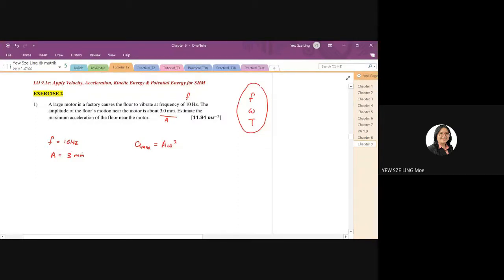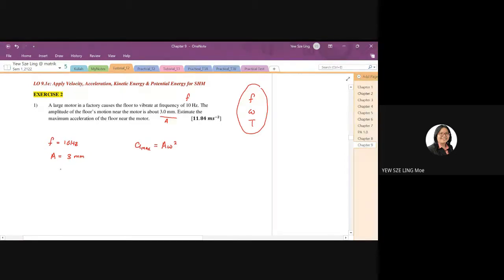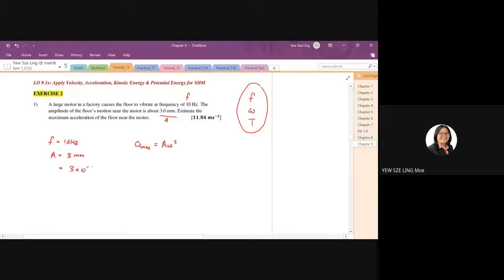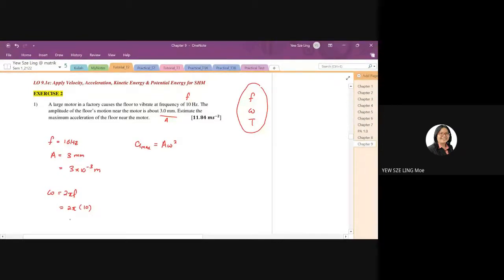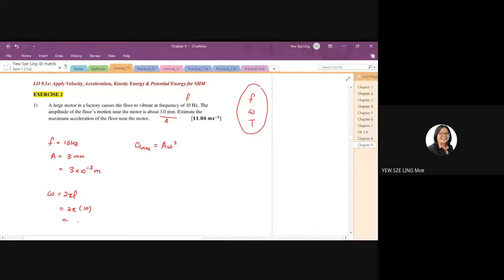Okay, so you're given f and A. A is not in SI unit. So if you want to calculate acceleration, it will be better if you convert it into meter. So A is equal to 3 mm, which is equal to 3 times 10 to the power of negative 3 meter. Okay, so we are given f. We want omega. So what are we going to do? We need to calculate omega. So omega is equal to 2 pi f, which is equal to 2 pi times 10. So it is 20 pi radian per second.